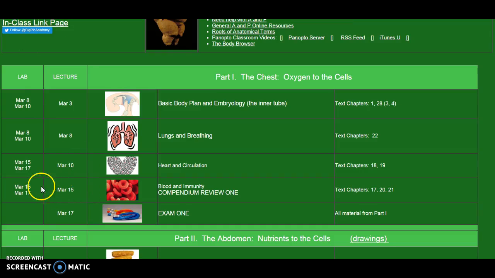And then this week we also have the blood and immunity lab, which you might like to take a look at for the course in general, but you don't have to do any prep.